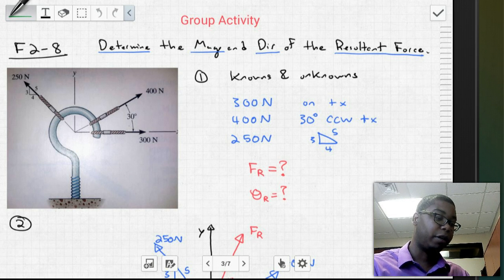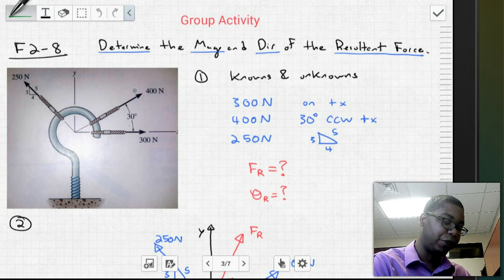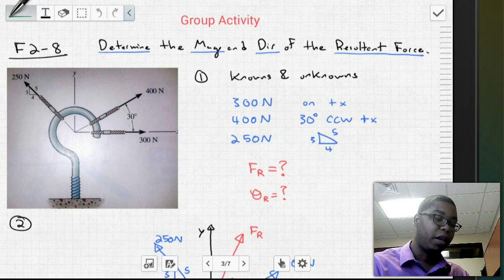Okay? So with this problem, we have a hook, and it has three forces that have their own magnitudes and orientations within a coordinate system. And it asks us to determine the magnitude and the direction of the resultant force. The first thing that we're going to do, of course, is list our knowns and unknowns. And then the next thing we're going to do is try to craft a free body diagram. I will give you a hint with this problem. It is advantageous to either use a scalar or Cartesian notation to try to solve for this problem.